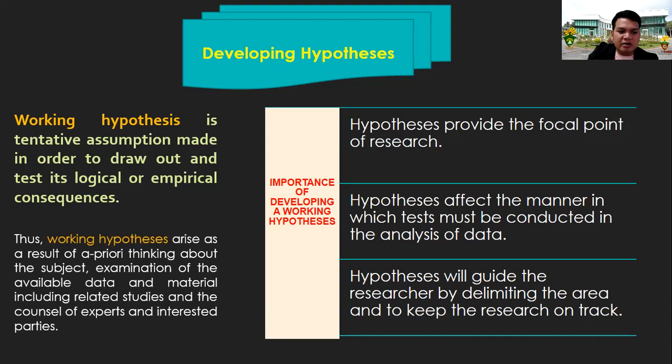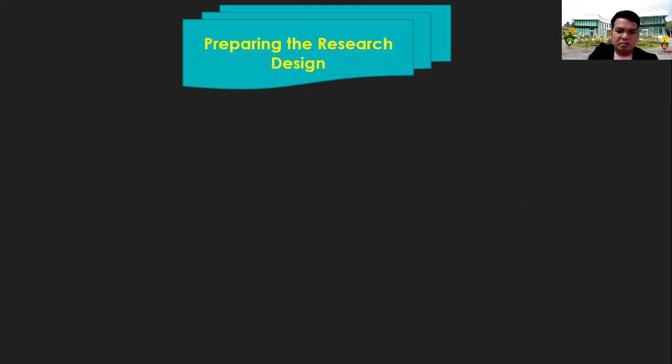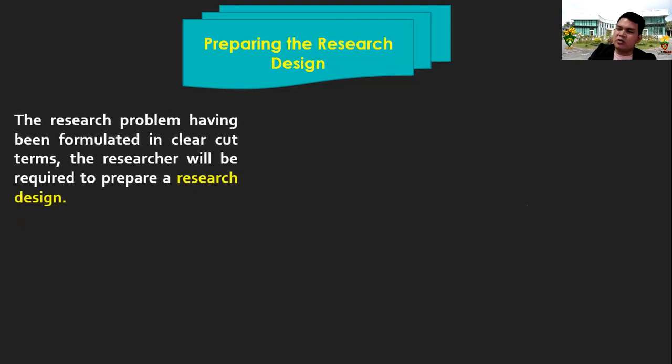A working hypothesis arises as a result of a priori thinking about the subject. A priori, like an advanced thinking, examination of the available data and material, including related studies, and the council of experts and interested parties. Okay, assuming that you already identified your research, you already have the hypothesis, and you have conducted the literature survey, then we can continue with the research design. Okay, unsa naman sa research design?